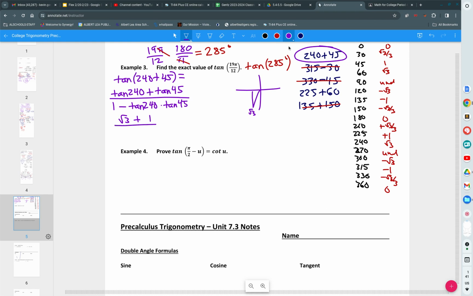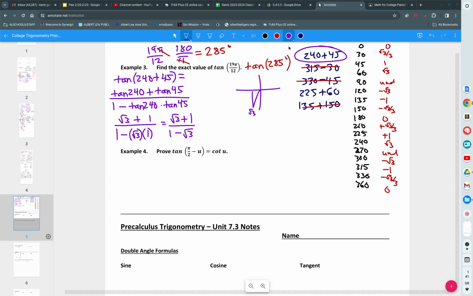Now, this is where sometimes people make mistakes. I'm going to try to be intentional to show you what's happening here. But I have a 1 minus the tangent of 240, again, is the square root of 3, and I'm multiplying that by 1. So you have to multiply those two together. And I get the square root of 3 plus 1 over 1 minus the root of 3. Now, that's not my final answer, but it's a good start.